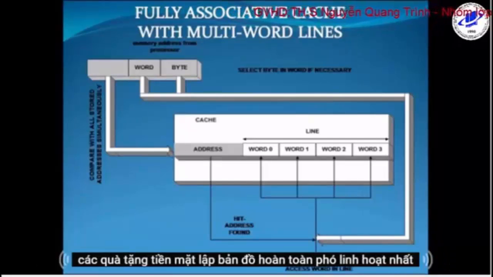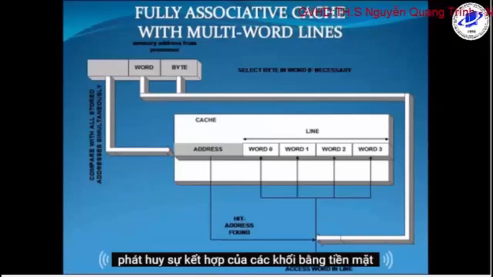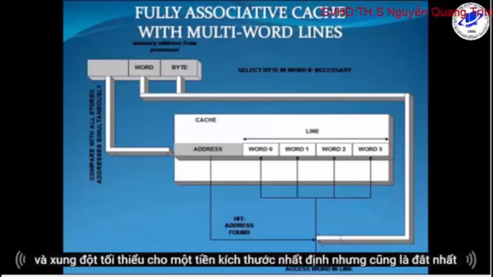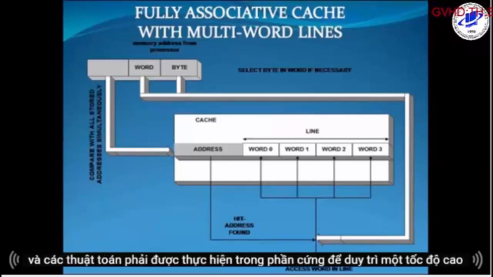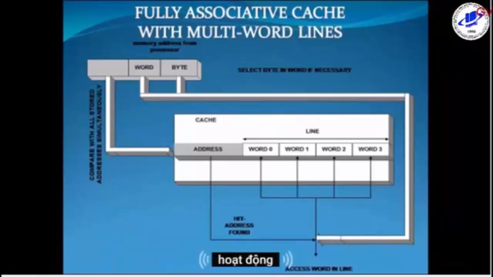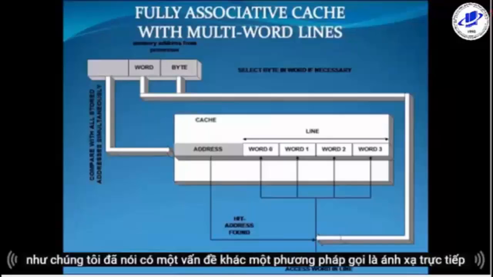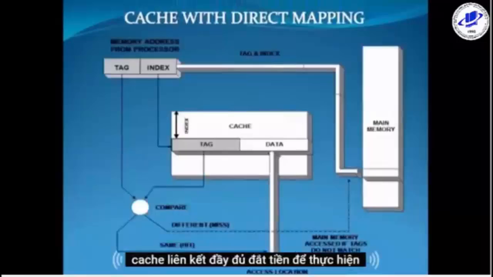The fully associative mapping cache gives the greatest flexibility of holding combinations of blocks in the cache, and minimum conflict for a given size cache, but is also the most expensive. It requires a replacement algorithm to select a block to remove, and the algorithm must be implemented in hardware to maintain a high speed of operation. As we said, there is another mapping method called direct mapping. The fully associative cache is expensive to implement.